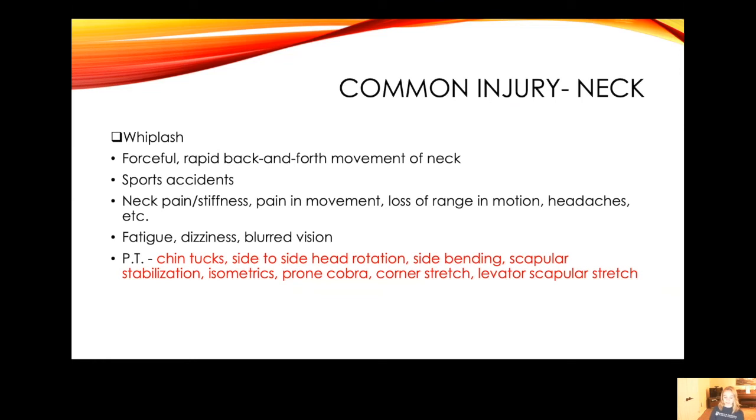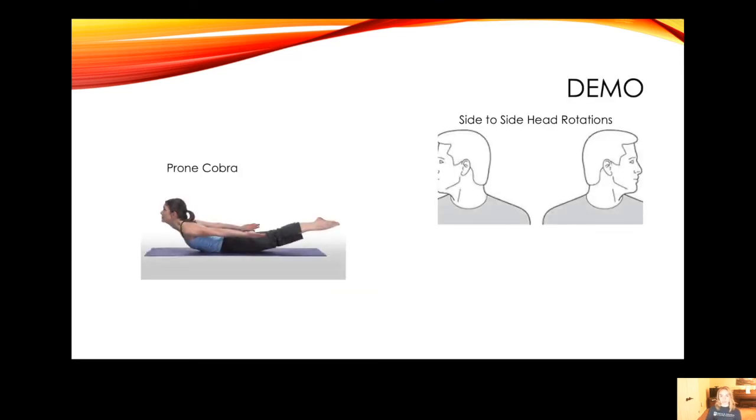Some things you can do to prevent this, not necessarily recover from this, are chin tucks, side-to-side head rotations, side bending, and prone cobra to just strengthen the muscles in your neck. Here you see the side-to-side head rotations and prone cobra, which you want to hold both of these for a couple seconds, 10 times to get the best effects.